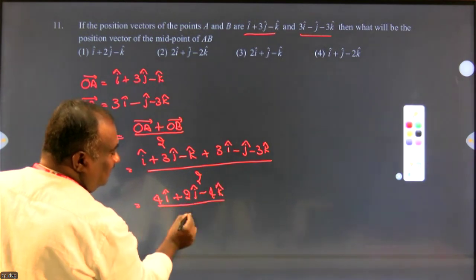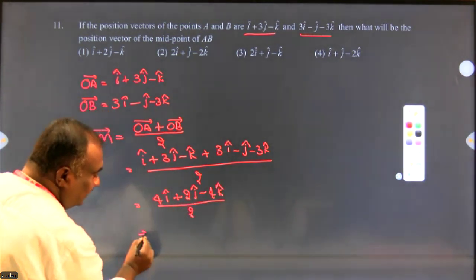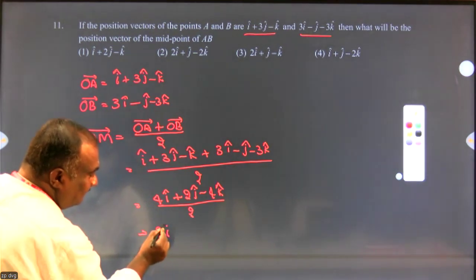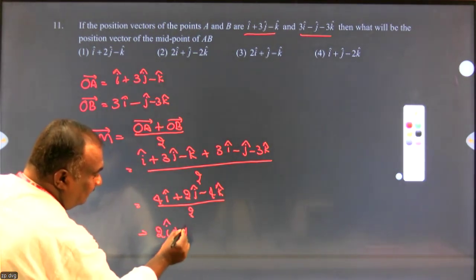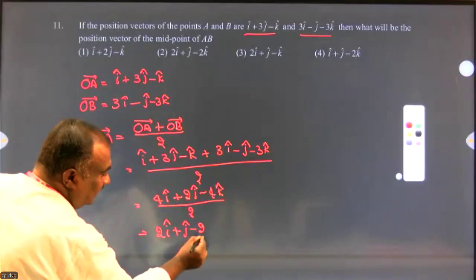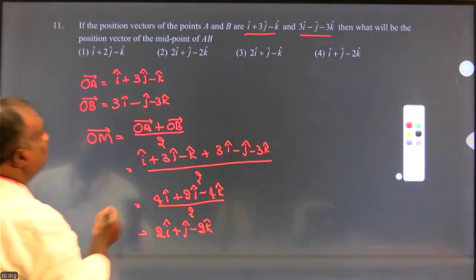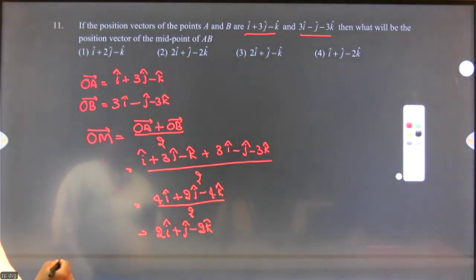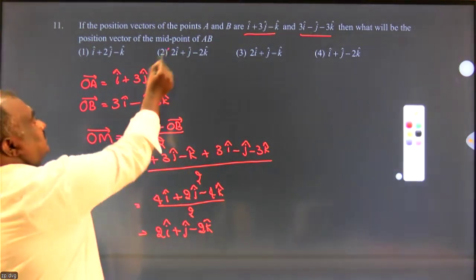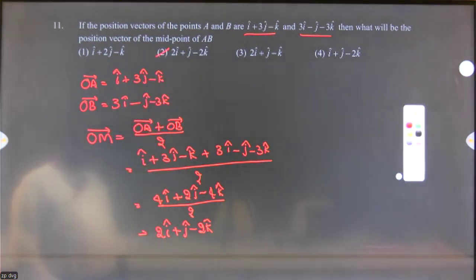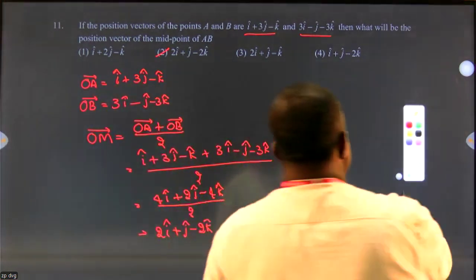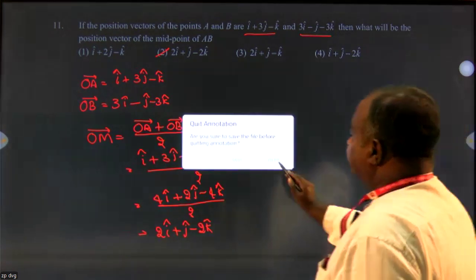Now take the 2 common and cancel. You are going to get 2i plus j minus 2k. Check which option is going to match. 2 and 2, observe the option 2 is matched. The remaining are not matched. Therefore, option 2 is the answer for this one. This type of basic question is going to be asked at the CET level.